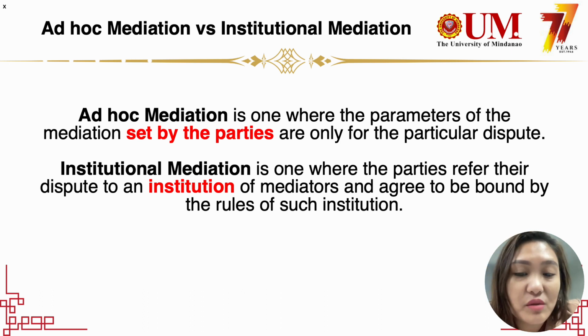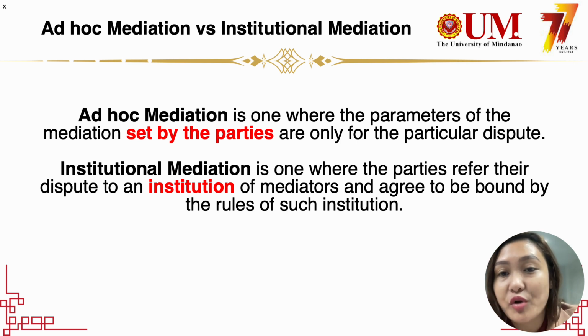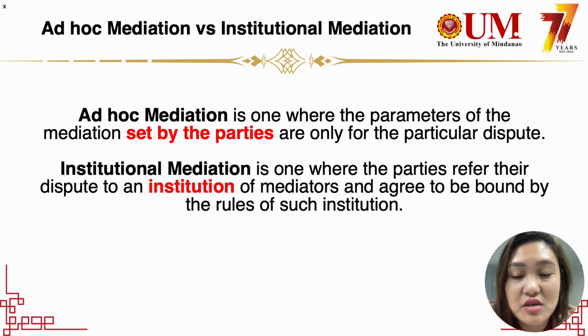And when we say institutional mediation, it is one where the parties refer their dispute to an institution of mediators and agree to be bound by the rules of such institution. So in institutional mediation, there is an institution wherein they have a list of qualified mediators. And in this institutional mediation, there is already an established process on how to handle disputes. Whereas for ad hoc, it is just basically the parties who will do the arrangement.